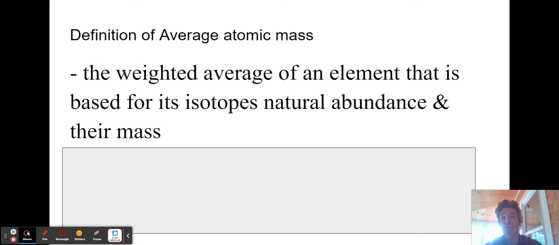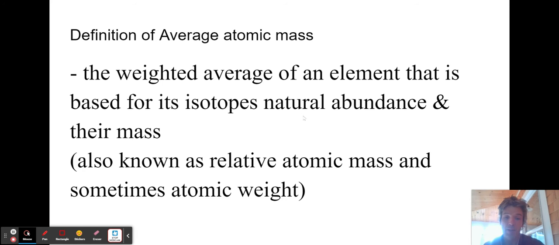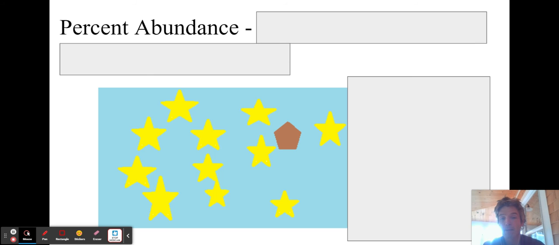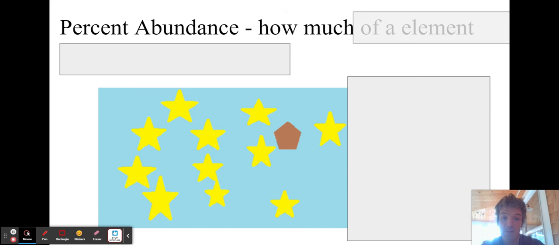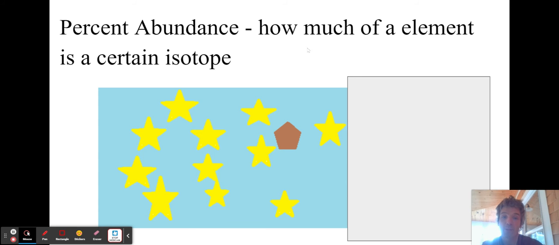Here's the definition, and this word natural, sometimes it's also known as relative, sometimes it's known as percent. Just like the average atomic mass is also known as the relative atomic mass, or sometimes as the atomic weight. They're all kind of interchangeable. In the definition, that word abundance really means something that this image is going to show you. You can see the image is lots of stars and only one pentagon. Therefore, the pentagon has a low percent abundance and the stars have a high percent abundance. And that's what percent abundance means.